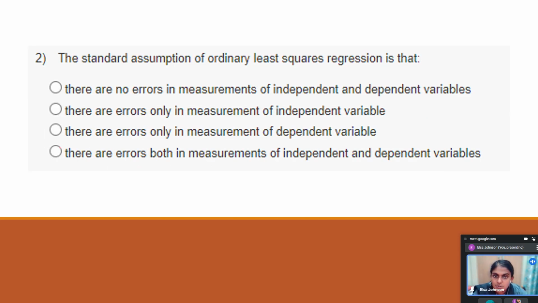Now, the standard assumption of ordinary least squares regression is that there are errors only in the measurement of the dependent variable. That is true. Or if you are giving that there are no errors in the measurement of the independent variable, there should be no errors, but right now it's given as there are errors only in the measurement, so that is not true. So C is the answer.